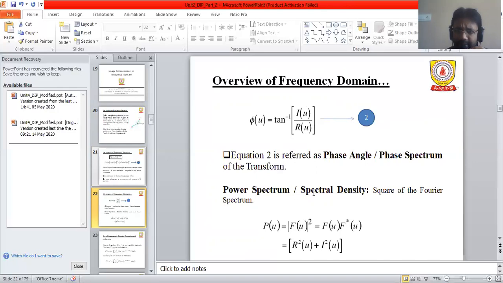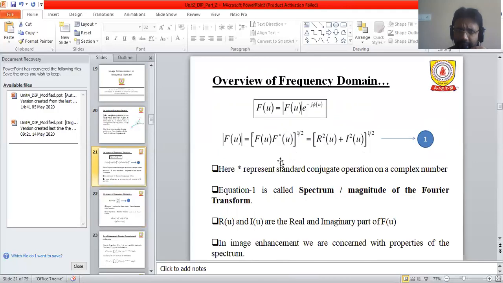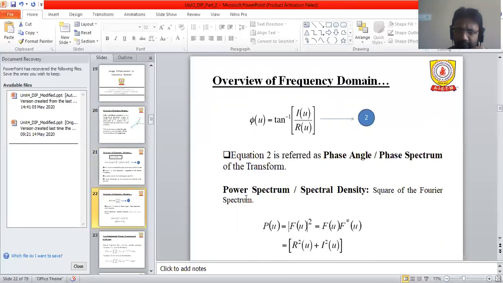Now, to compute the power spectrum or spectral density, we take the square of the Fourier spectrum. So we take the square of the mod of F of u, which is the multiplication of F with its conjugate. The square root and the square cancel each other, and it becomes R squared of u plus I squared of u. This is the magnitude of the Fourier transform. When we have to compute the power spectrum or spectral density, we simply square this magnitude of F of u, so it becomes R squared of u plus I squared of u.